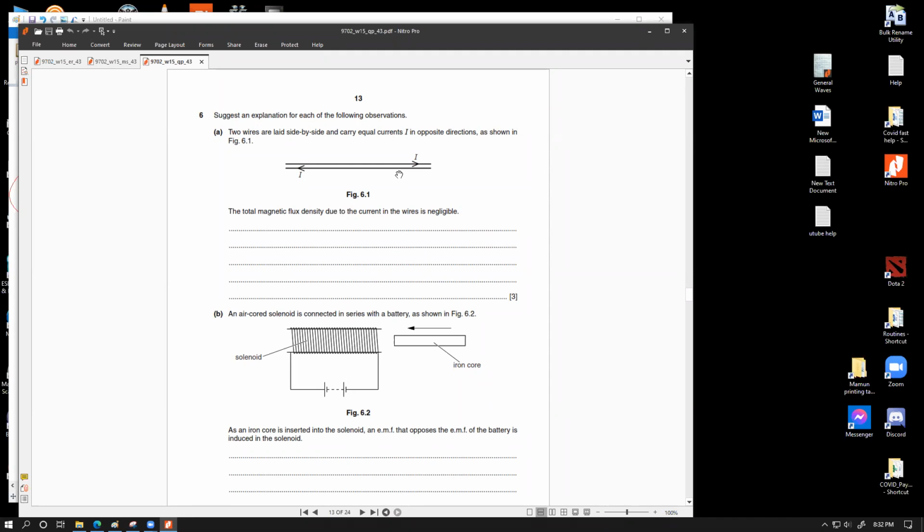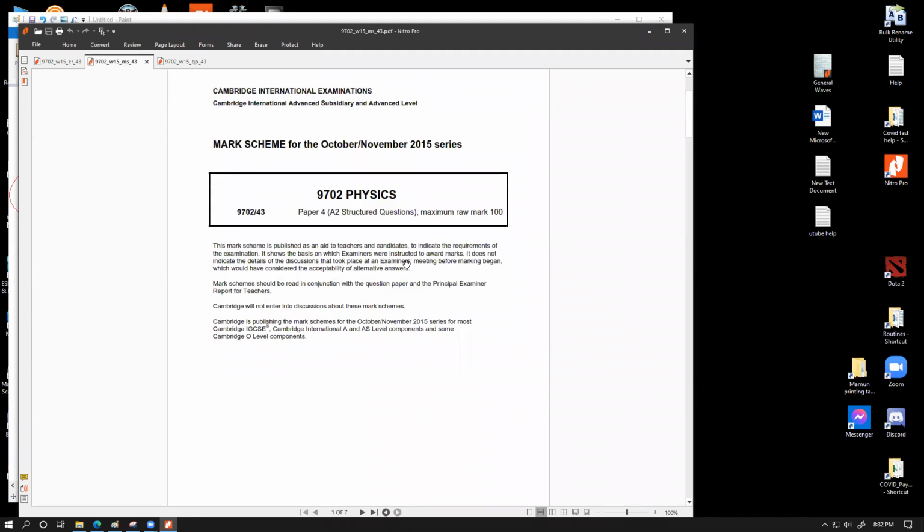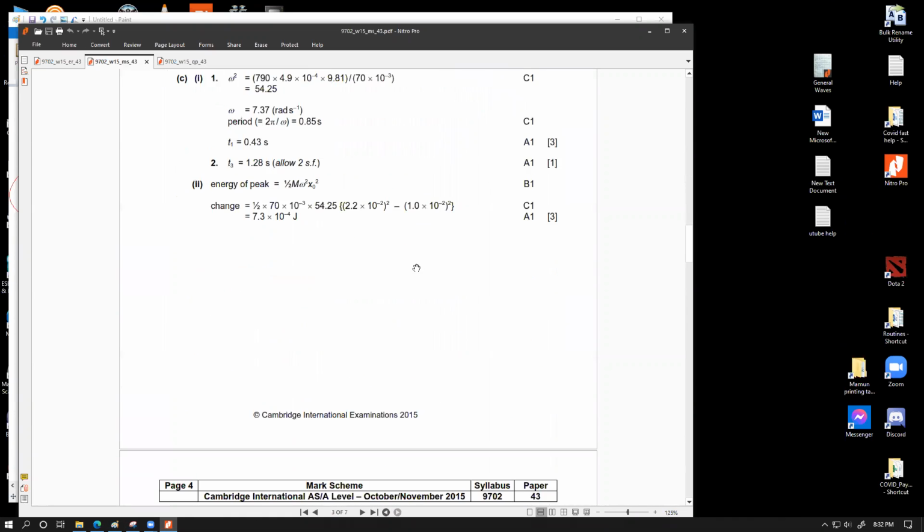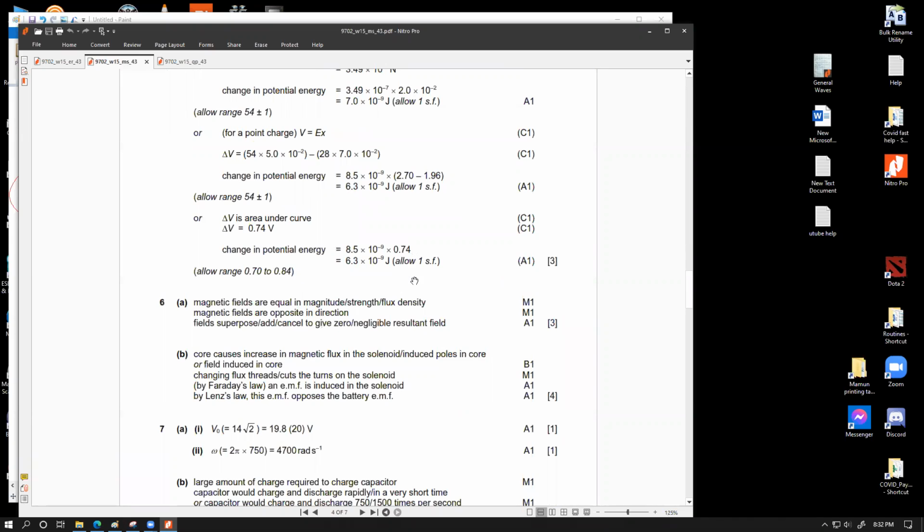But I'm gonna have a look at the mark scheme and see what points they have for us. 6. Magnetic fields are equal in magnitude and strength of flux density. Magnetic fields are in opposite direction. Fields superpose, add, or cancel to give zero, negligible horizontal field. Works out for me. I think that's the correct response.